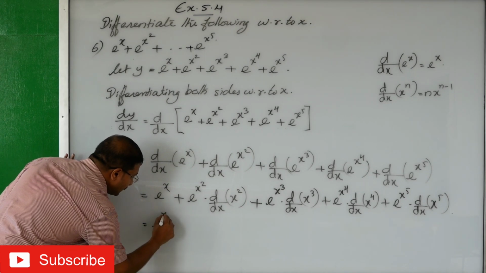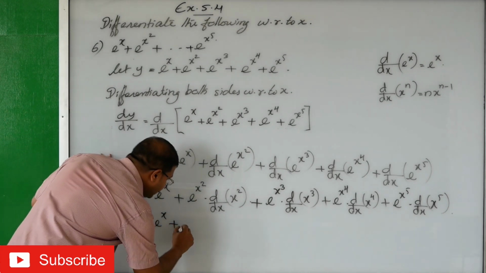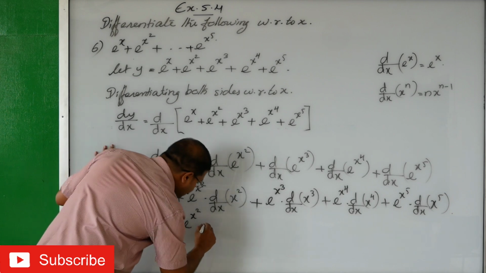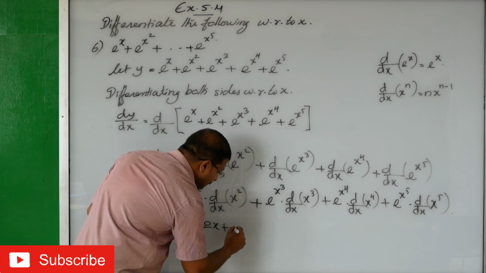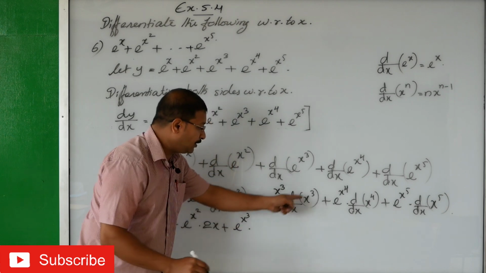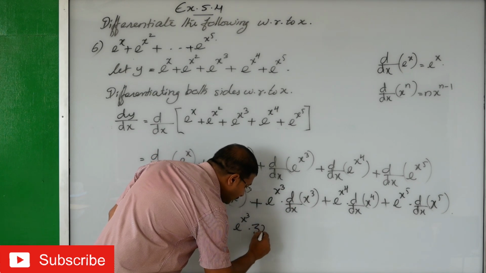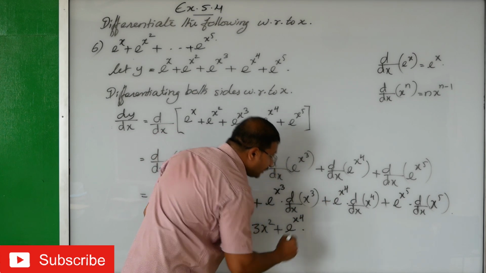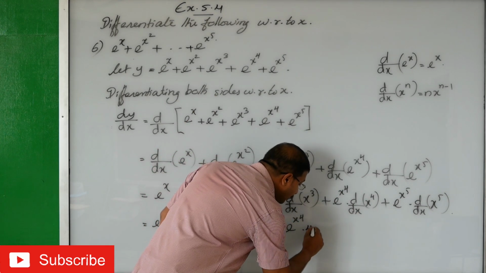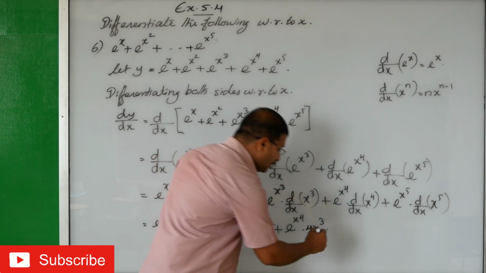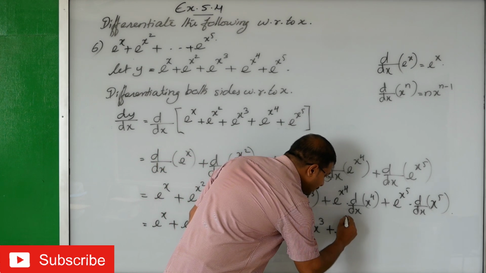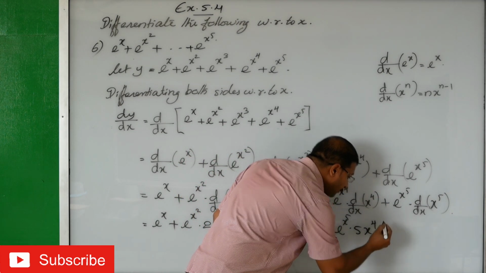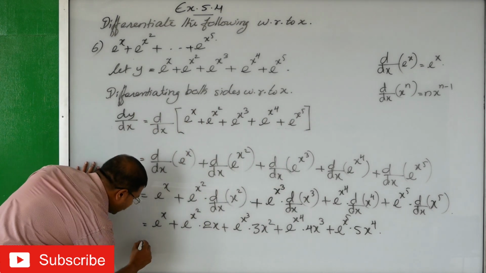Equals e raised to x plus e raised to x square into derivative of x square, what do you write? 2x plus e raised to x cube into derivative of x cube will write 3x square plus. Now e raised to x raised to 4 into derivative of x raised to 4, that is 4x cube. Ready? Plus e raised to x raised to 5 into derivative of x raised to 5 will write 5x raised to 4. Ready? One more time we can arrange.